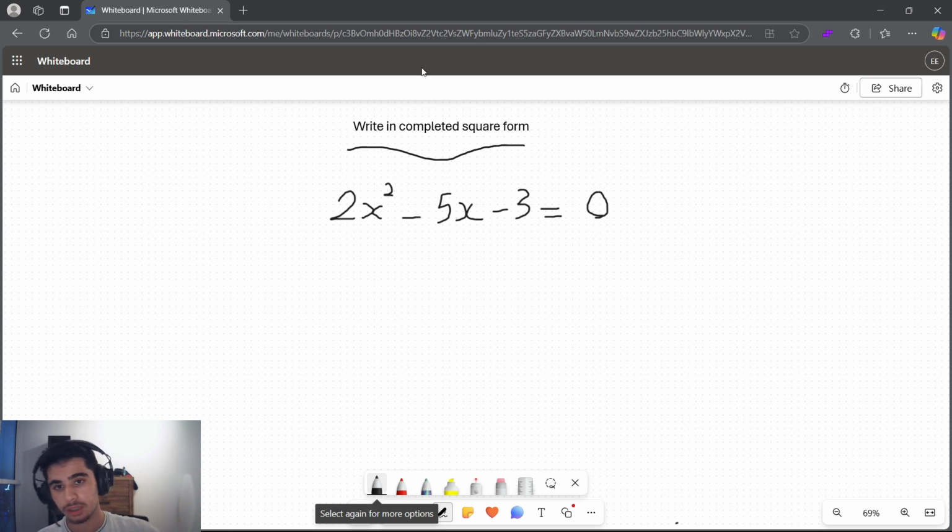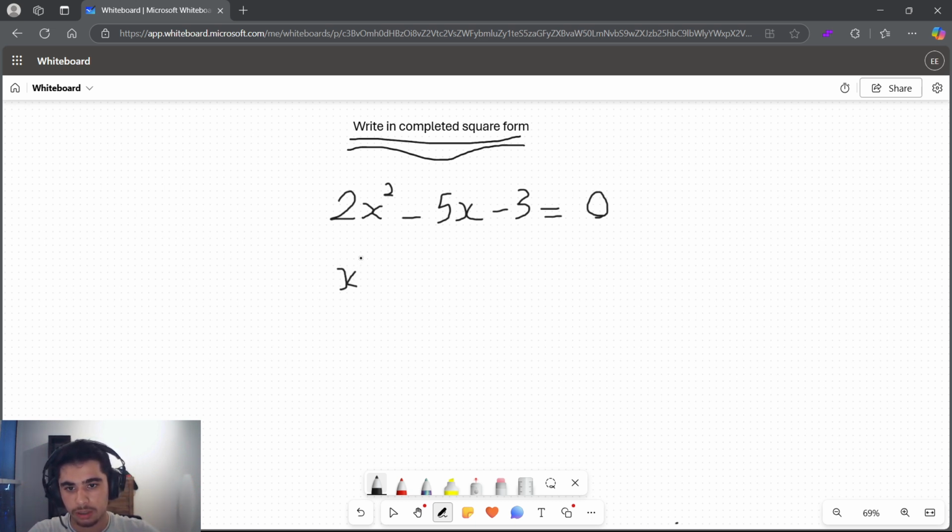Even if it's a more complicated question. Here it's asking us to do it in squared form, and we see 2x squared minus 5x minus 3 equals 0. What I like to do is always get rid of this 2. This 2 is a bad guy, I don't like this 2. So I just divide everything in the equation by 2.